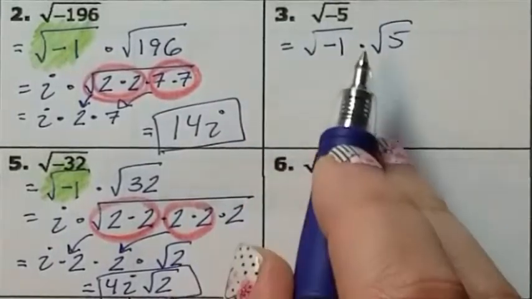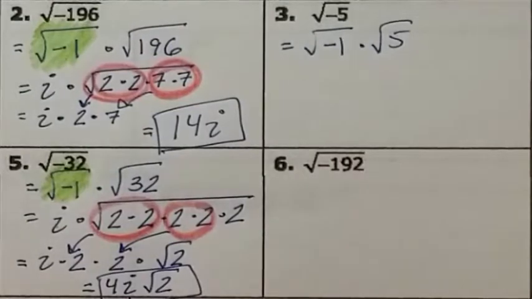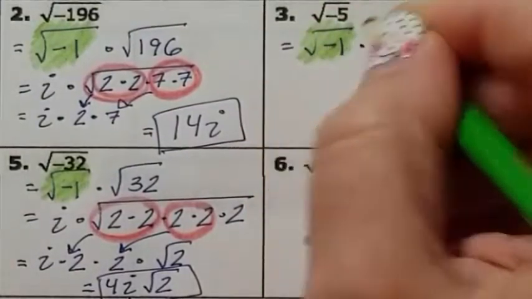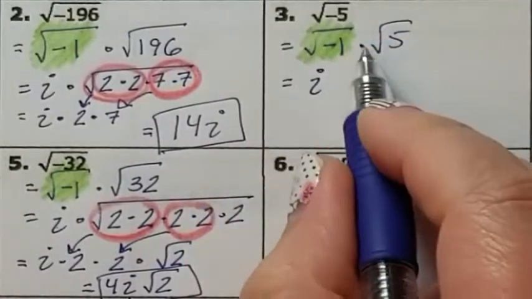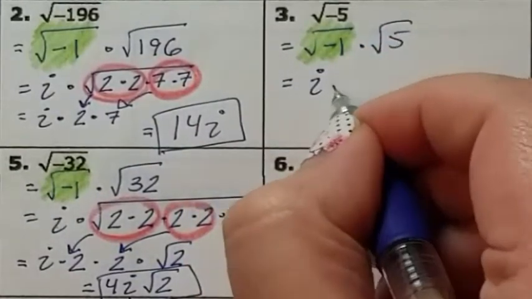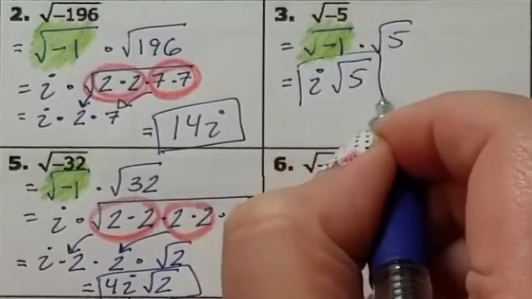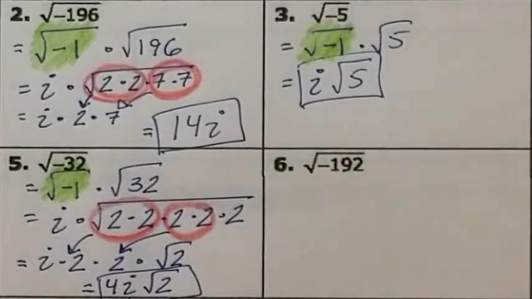So with the square root of -1 times the square root of 5, we know that the square root of -1 is the same as i. So I have an i. We cannot take the square root of 5, so the square root of 5 remains as the square root of 5. And I have i times the square root of 5.